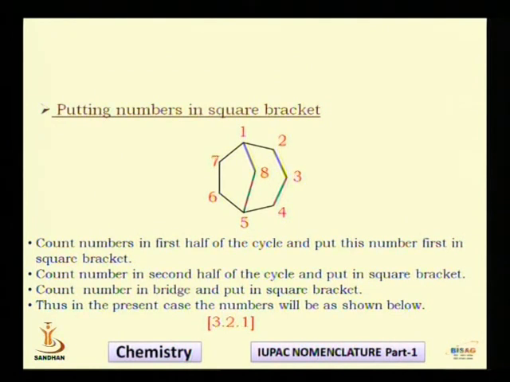Now you have to put this number into a square bracket. So how to put this number into the square bracket? So what you do, you start from number 1. This is my number 1. And go to number 2, 3, 4 and go to the next bridgehead carbon. And count how many carbons you came across. So I have come across 1, 2 and 3 carbons.